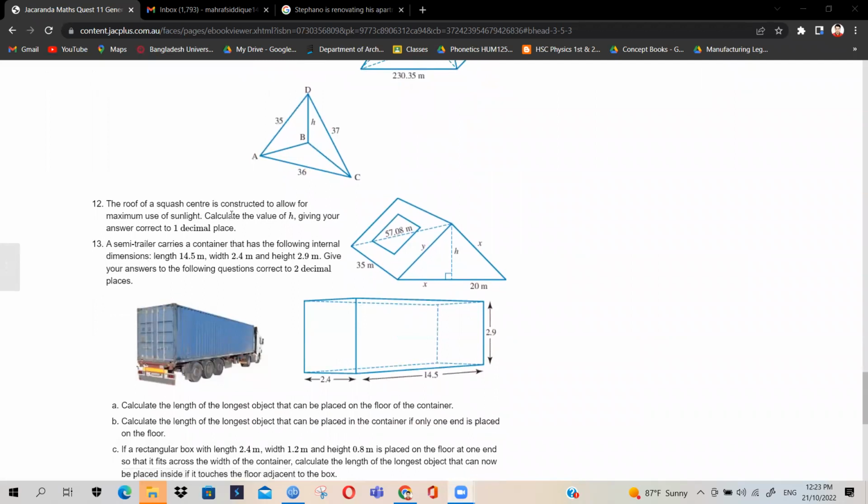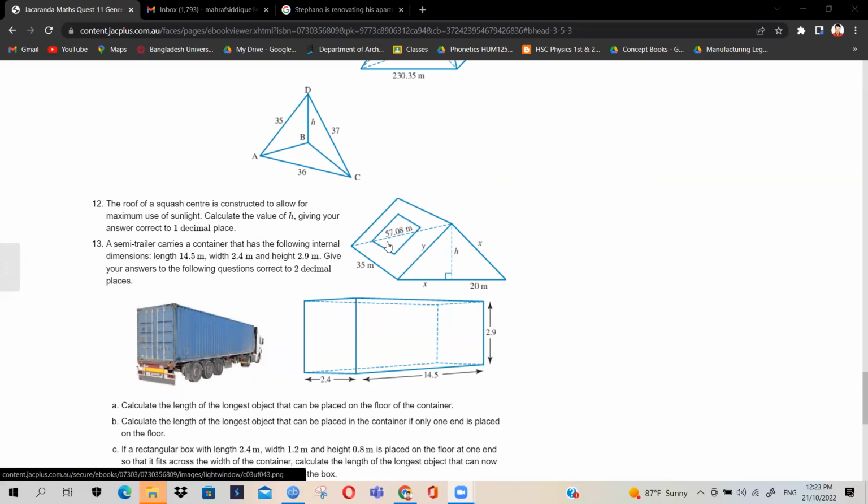The roof of a squash center is constructed to allow for maximum use of sunlight. Calculate the value of H, using your answer correct to one decimal place. How can I use it to get the value of H? Fine, there's no problem in that.